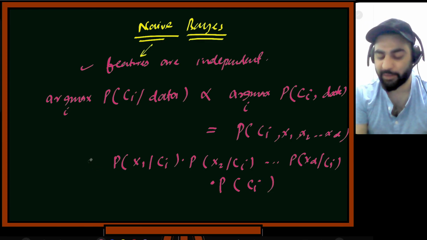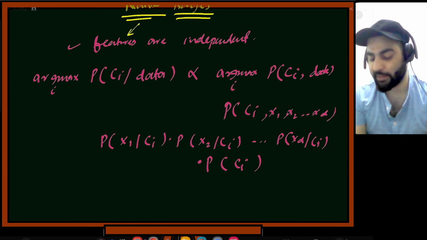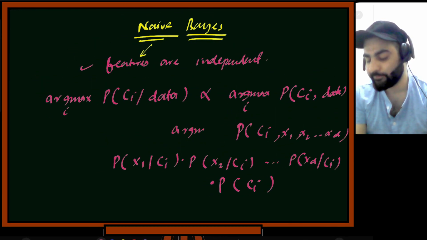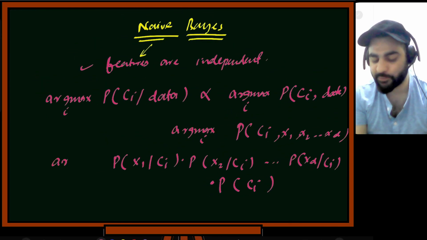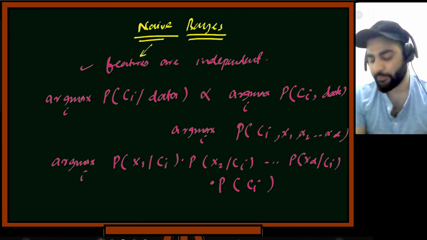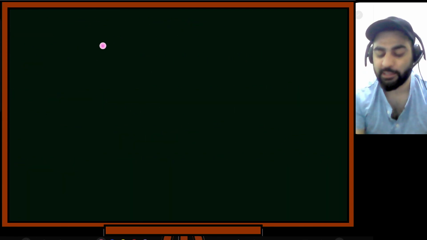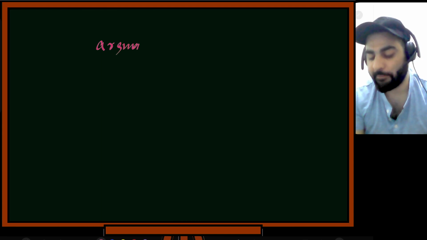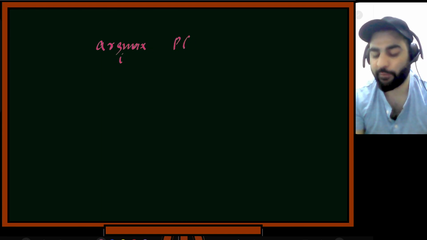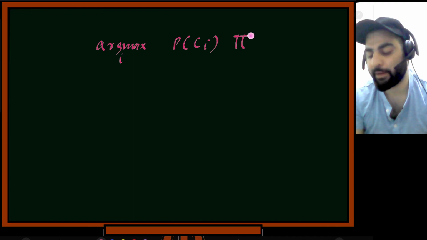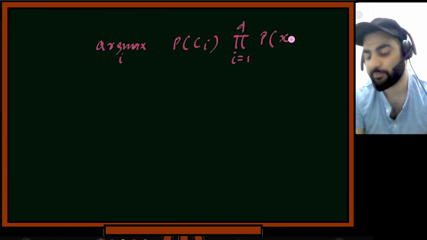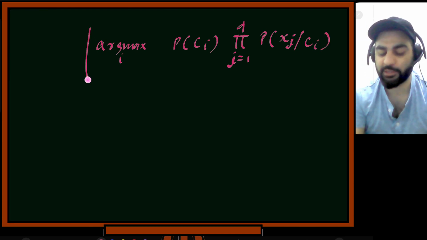So the argmax is continuously there. This is called argmax over i. Then we can write it in shorthand like this: argmax over i of P of Ci, product over j goes from 1 to d of the probability of feature xj given class Ci. So this is what I have to solve.